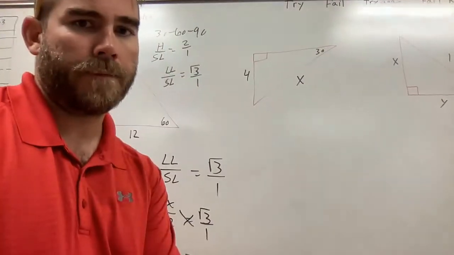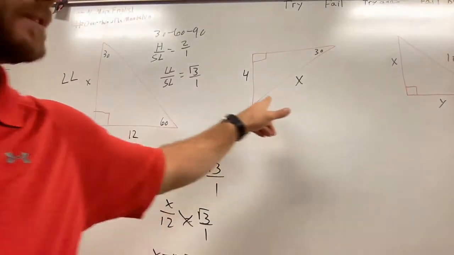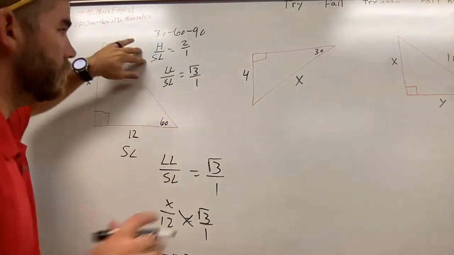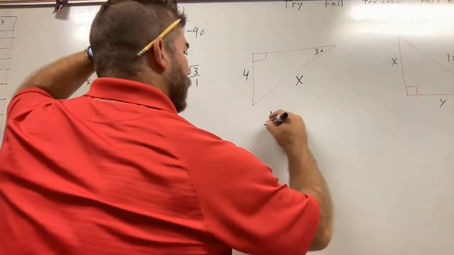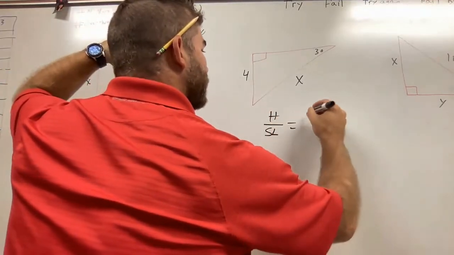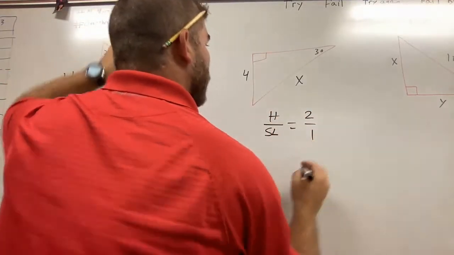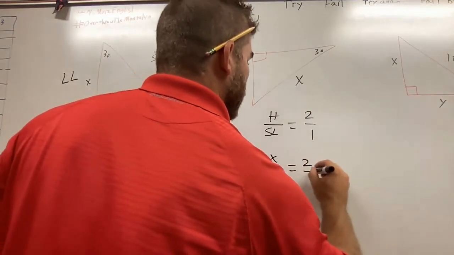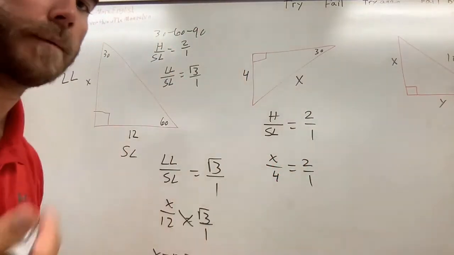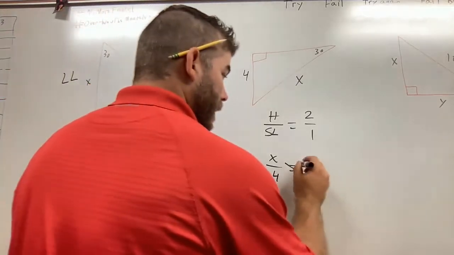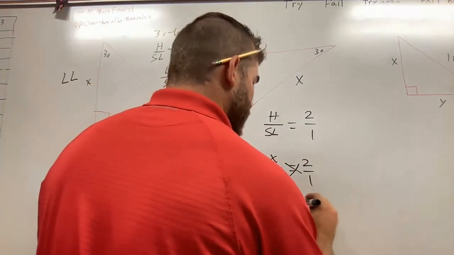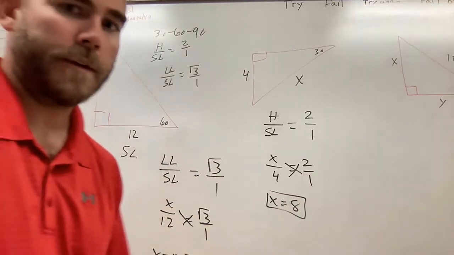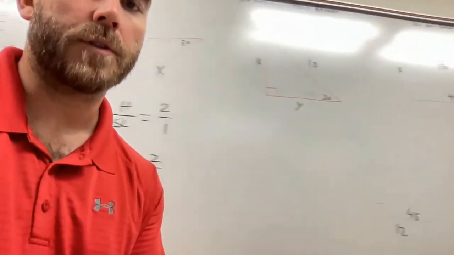Moving on to this one. Now I want to find the hypotenuse. I'm given the short leg, which is opposite the 30-degree angle. So I'm going to use my hypotenuse over short leg formula. My hypotenuse, which I don't know, is my x. My short leg is my 4. I set up my proportion and cross multiply. x times 1 is x, 2 times 4 is 8. Easy peasy.